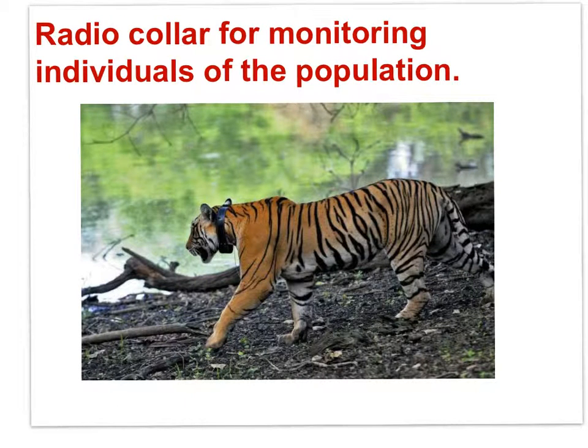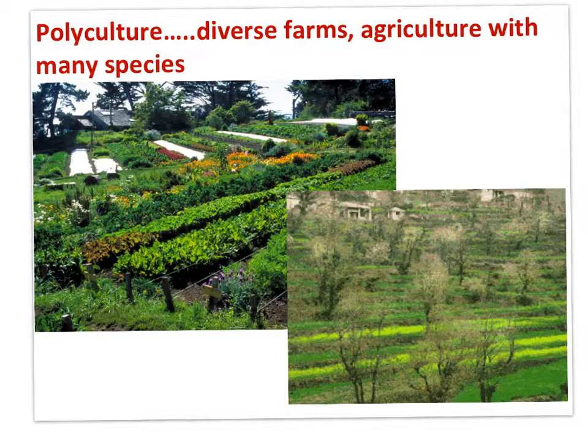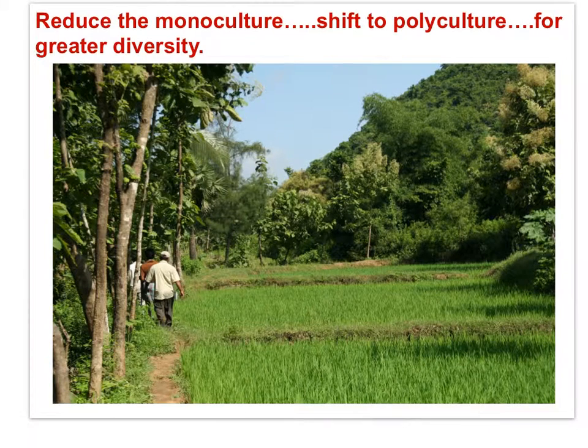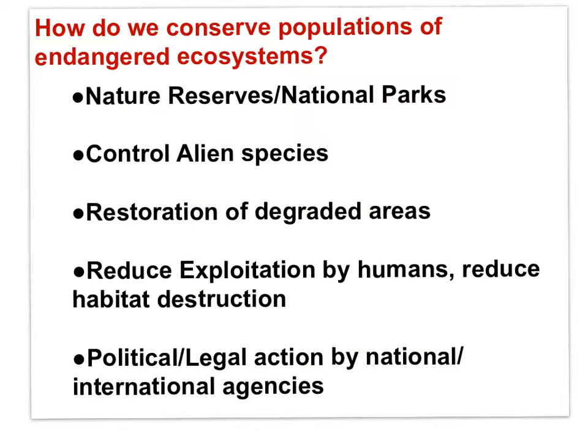Technology can be used to assist in the study and conservation of species. Polyculture, diverse farms, agriculture with many species, encourages biodiversity, reducing the loss of species. The conservation of species can be assisted by reducing the monoculture of modern industrial farms and shifting to polyculture to increase diversity. Here is a slide you've seen before. You can turn the movie off now and study it.